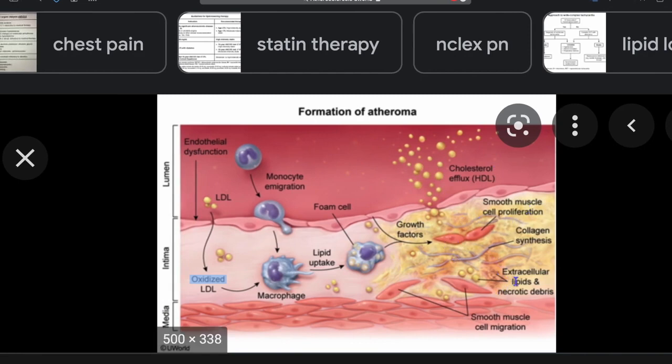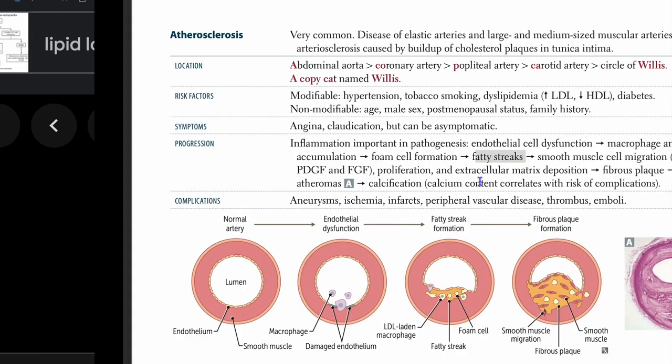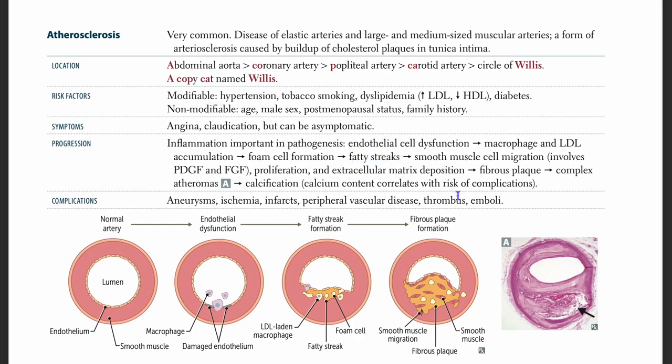Okay, you have extracellular lipid and necrotic debris, smooth muscle cell migration, smooth muscle cell proliferation, and cholesterol efflux, or HDL. Okay. Again, we'll do this one more time. Endothelial cell dysfunction. Then you have macrophage and LDL accumulation, and then when you have LDL-laden macrophages, they are called foam cells. So foam cell formation happens, right? Then you get the fatty streak.